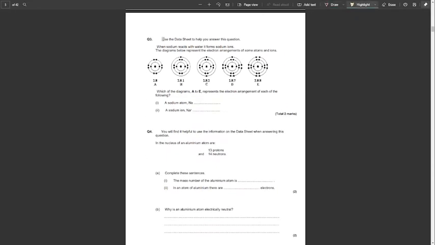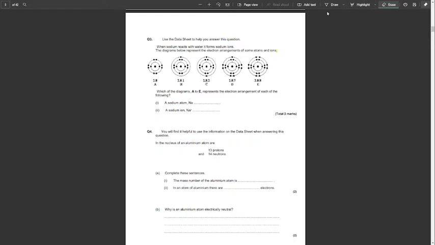Again, use the datasheet to help you. Use the datasheet. When sodium reacts with water, it forms sodium ions. Diagrams below represent the electron arrangement in some atoms and ions. Once again, we've got wonderful diagrams. Those are going to be useful. It said what the diagrams are. This is all going to be useful to you when answering the question.